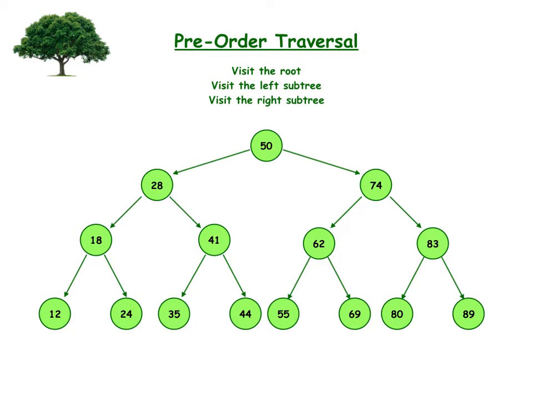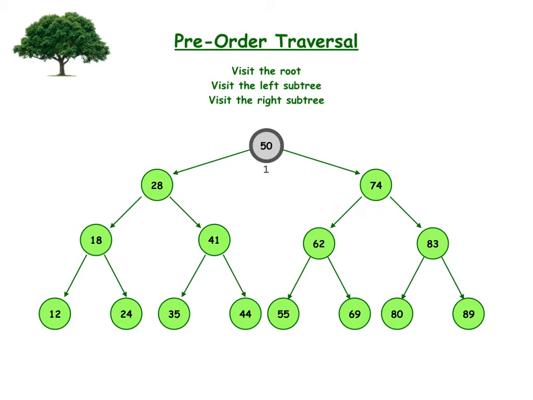The next traversal is called the pre-order traversal. In the pre-order traversal, you visit the root first, then you visit the left subtree, then you visit the right subtree. So, like with any traversal, we start at the root, then the first step is to visit the root. So in this case, 50, the root at the top, is the first node to get visited.